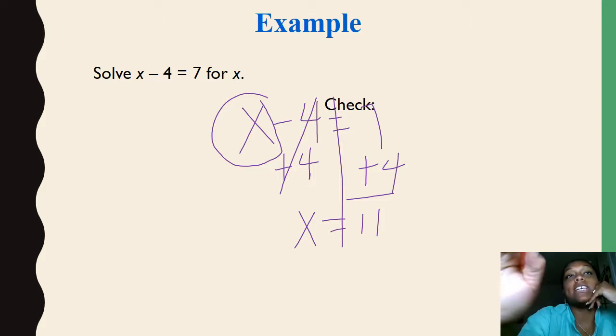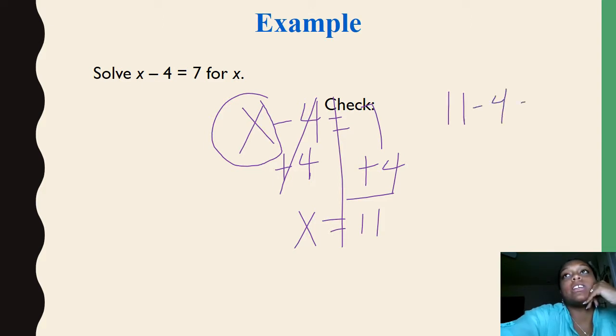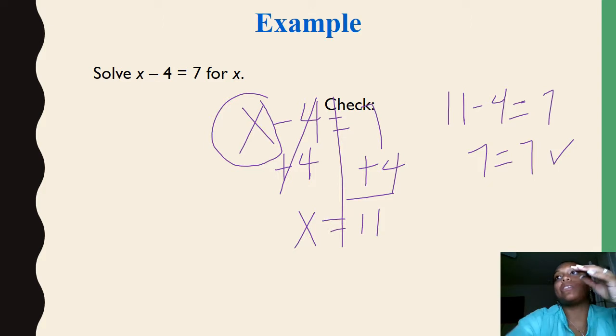So that means I can take 11 and plug it into my original equation. So I have 11 minus 4 equals 7. So I get 7 equals 7, and that's a true statement. Okay, so that's our one-step equation.